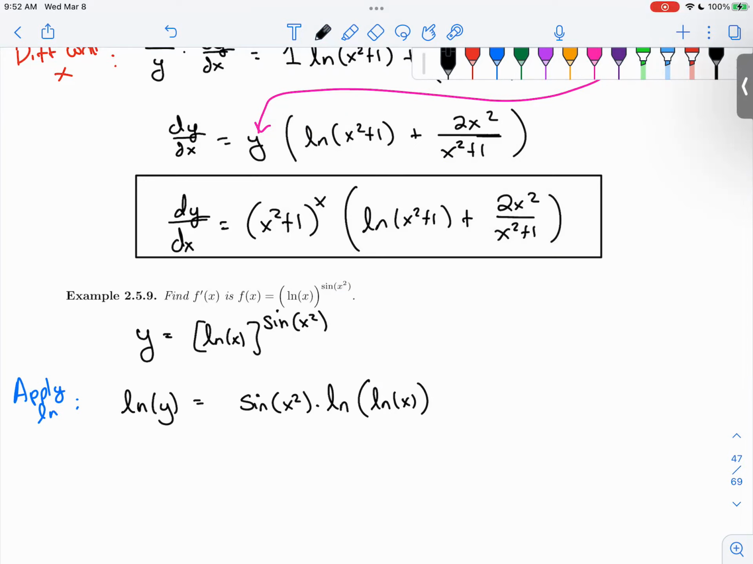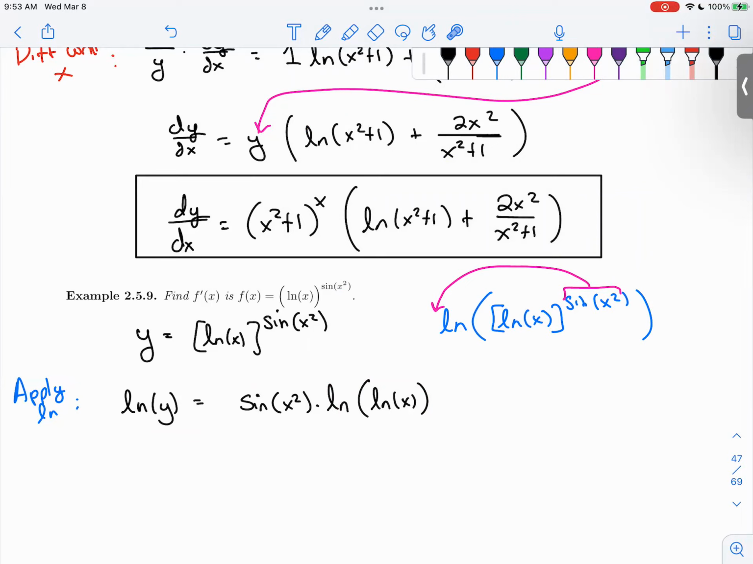Don't get it twisted. It's not sine of x squared times natural log of x. Remember, that's natural log of the inside. Just so we're clear, you're going to have ln of ln x raised to the sine of x squared. So the sine of x squared comes out front, and that's why we still have that ln of x. And that's okay. We can have a natural log of a natural log. Not unheard of.